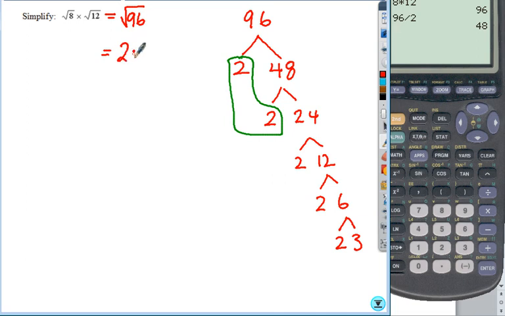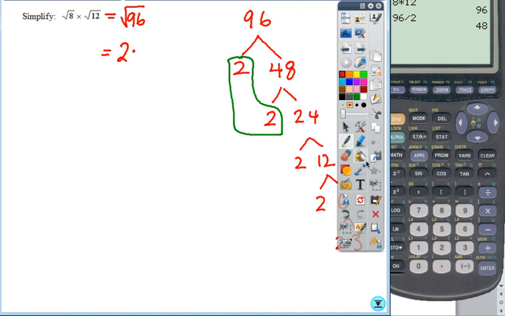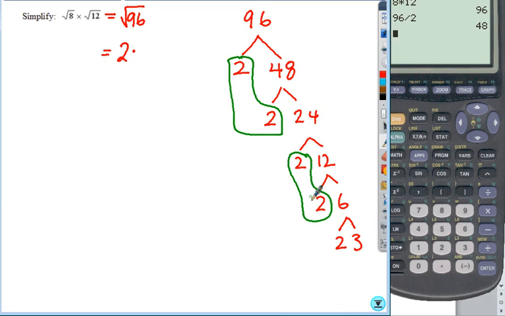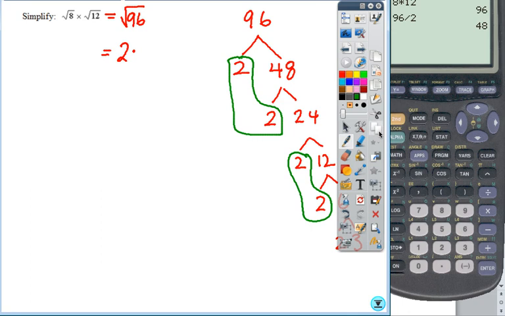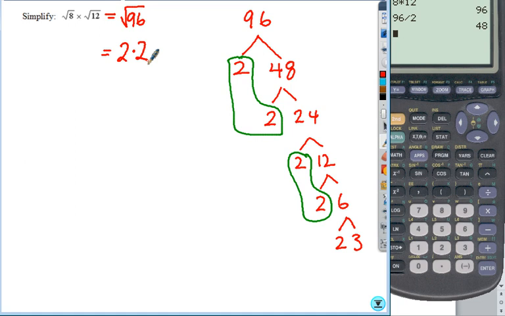Now I'm going to look for another pair, which would represent a perfect square. And here again, I have a pair of 2's. So here, 2 times 2 is 4. The square root of 4 is 2. So now I can say, all right, let's pull that out from underneath the radical sign. So now I have 2 times 2 out of the radical sign. Now what's left is a 2 and a 3.